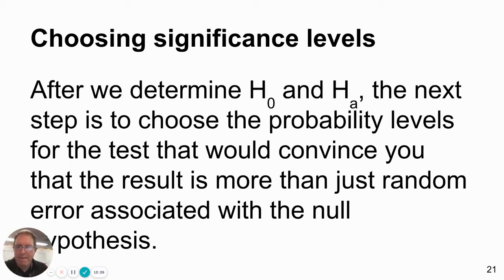So, after we set the hypothesis, the next thing we have to do is decide on the criteria for making a decision. Remember, in our criminal case, our criteria was the beyond a reasonable doubt standard. Now we have to choose a significance level. That will be our criteria for decision making. After we determine the null and alternative, the next step is to choose the probability levels for the test that would convince you that the result is more than just random error associated with the null hypothesis.